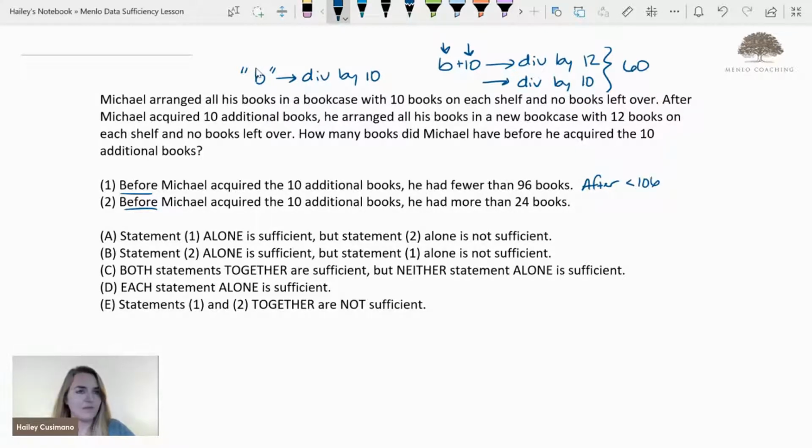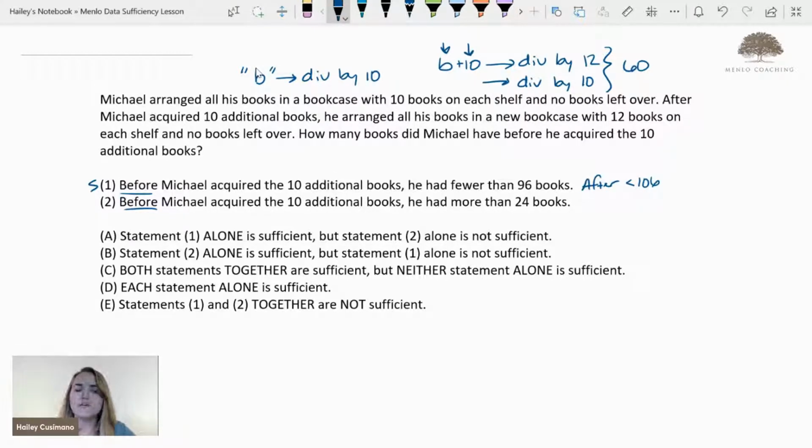Well, do I have one multiple of 60 or more than one multiple of 60 that falls in that range? The next multiple of 60 is 120. I have exactly one possible multiple in that range. So as a couple of you guys noted, yes, statement 1 was enough information to answer our question.